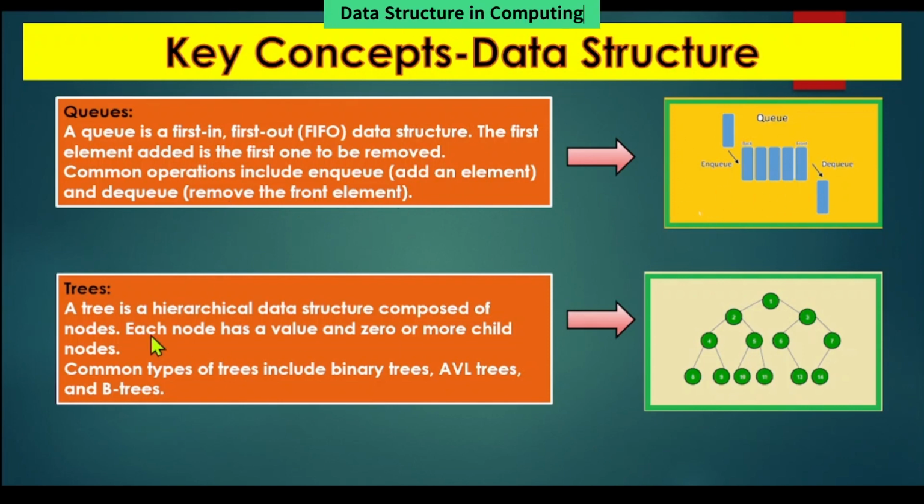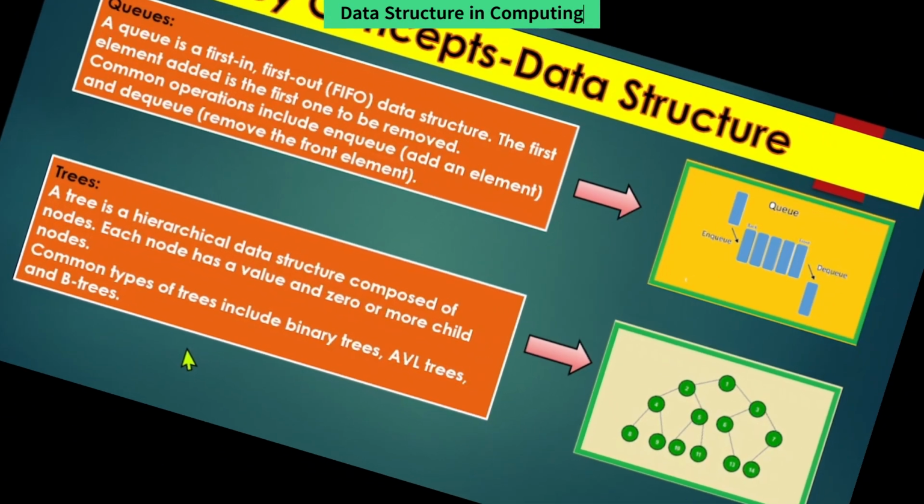Trees. A tree is a hierarchical data structure composed of nodes. Each node has a value and 0 or more child nodes. Common types of trees include binary trees, AVL trees, and B trees.